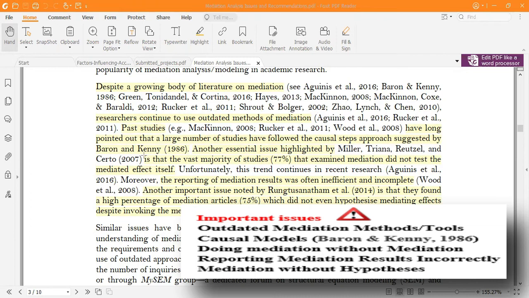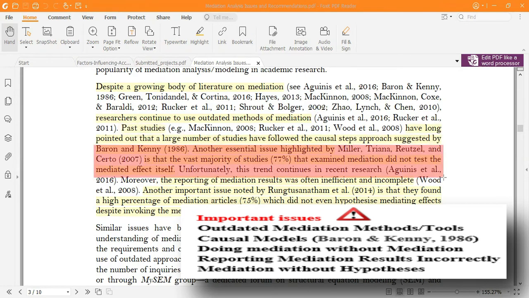Another essential issue highlighted by Miller, Rungtusanatham and others is that in the vast majority of studies, 77%, that explain mediation, mediation is not tested.